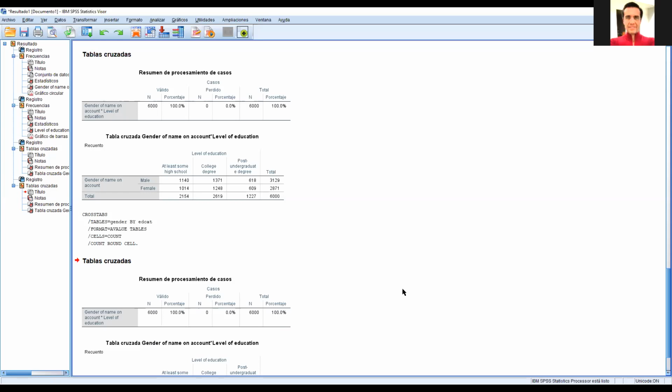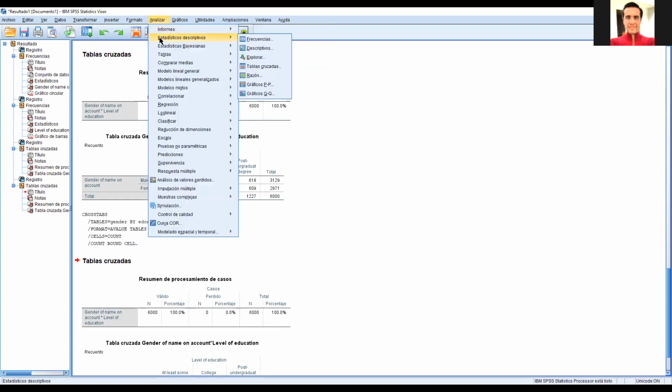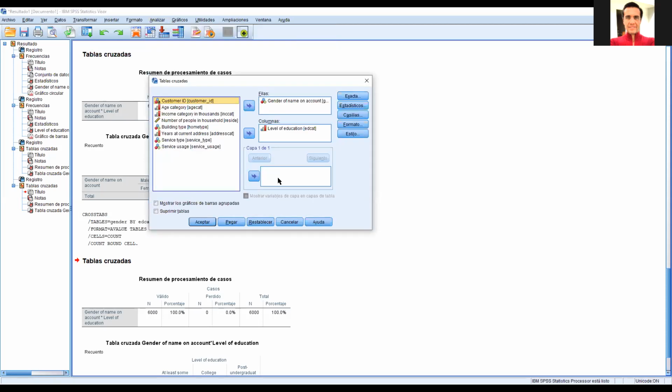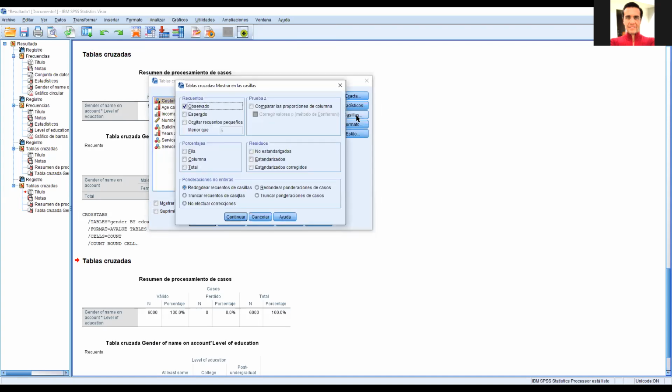But the difference between male and female in high school is more than 100, while in post-degree it's only 9. So the question is, is there any relation? Can we say that women have more level of education? Let's try to reach that information. We are going to redo this chart, but we are going to change something. Go again the exact same path, but now go to casillas, which I think in English is cells. And now let's click on each one of the percentages: rows, columns, and total.